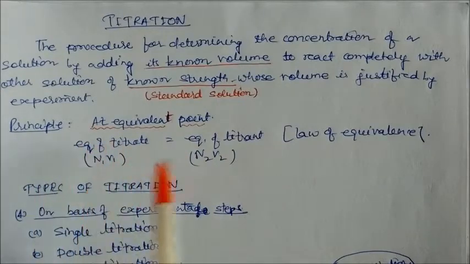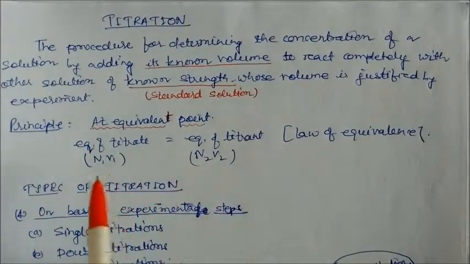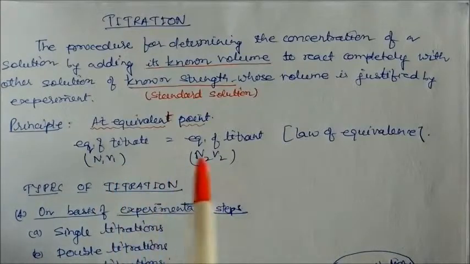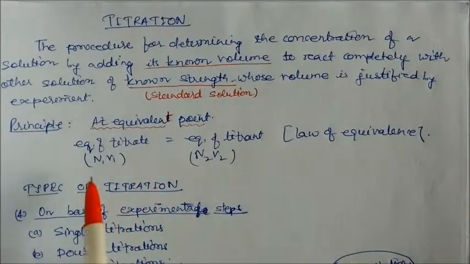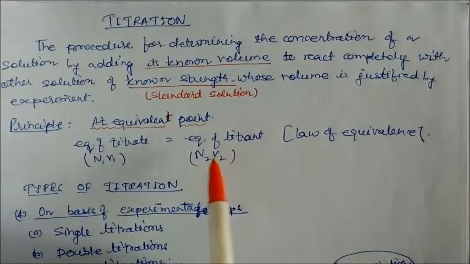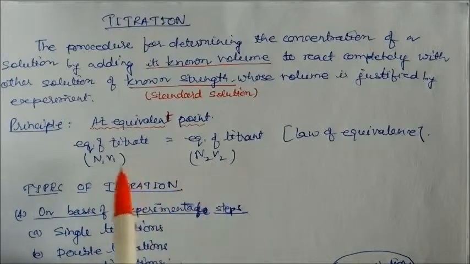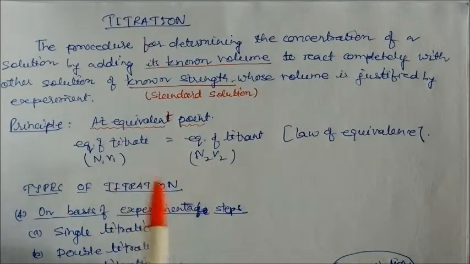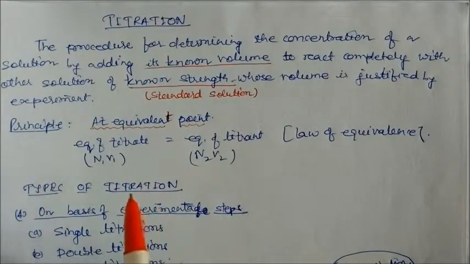So we are using the law of equivalence: equivalents of the titrate are equal to equivalents of the titrant. Suppose you don't know N1, then you can find N2. Or if you know the normality of the titrant, you can find that of the titrate. Anything can be possible, but they must be equivalent to each other.